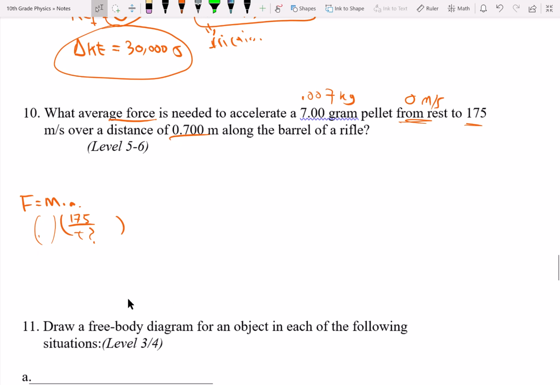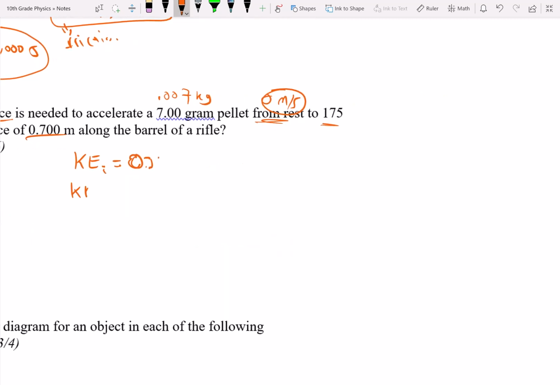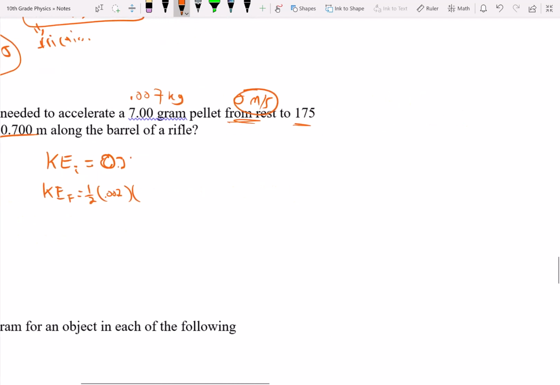So what we need to do is find another equation, right? And so what we could do is figure it out, again, using kinetic energy. The initial kinetic energy here is 0, right? It's starting from rest. So the initial kinetic energy is 0 joules. The final kinetic energy is 1/2 times the mass times the velocity, which is 175 meters per second, velocity squared, right?